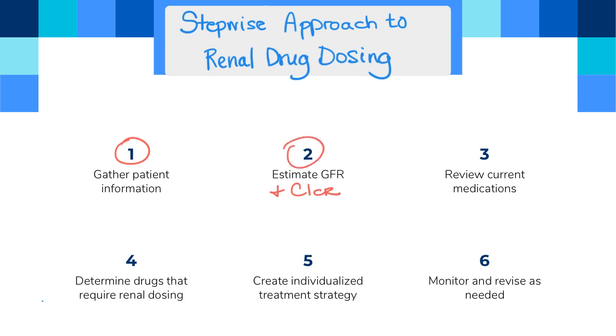Next, you'll review their current medications and determine which ones are required to be renally dosed. And then you'll create an individual treatment plan based on those recommendations of lower doses in most cases for medications affected by acute renal injury. And then, of course, after you make those changes, you'll continue to monitor the patient and revise your plan as needed.